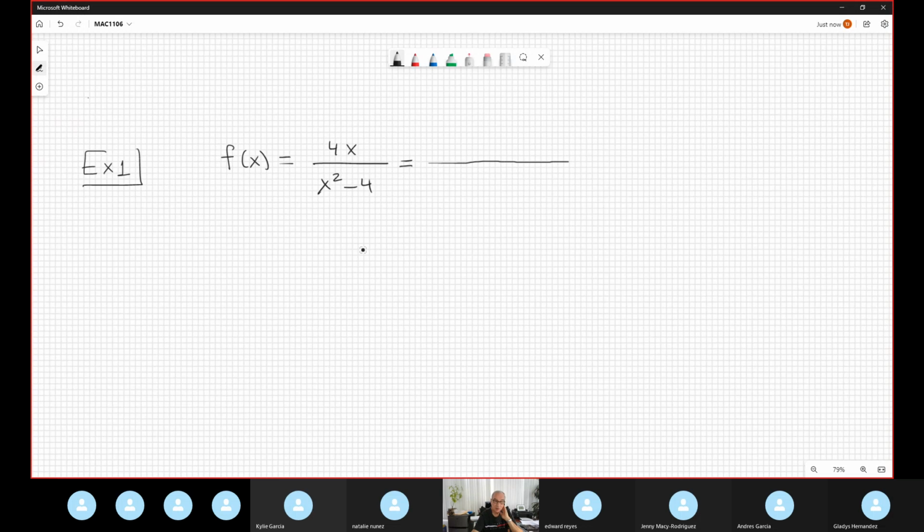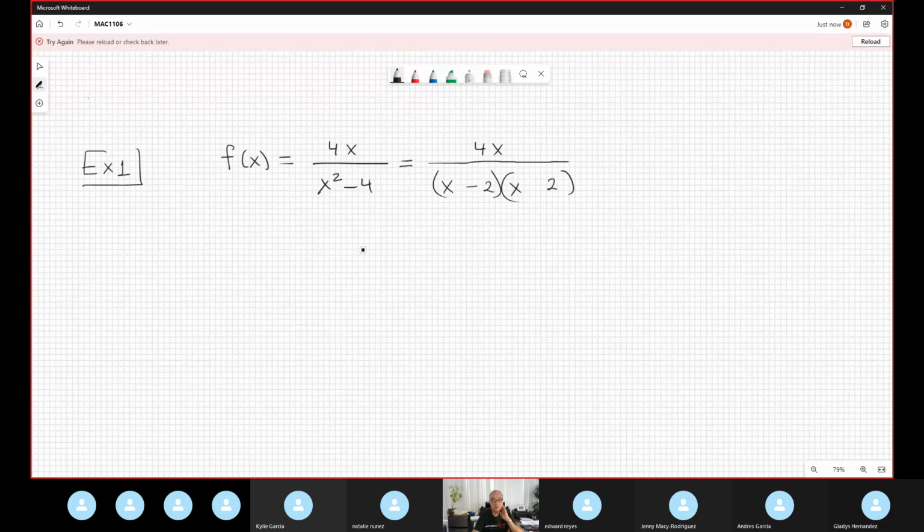By the way, it's degree 1. And here is the difference of squares, degree 2: x squared minus 2 squared, which factors as x plus or minus 2. This is the factored form. At this moment, I don't see any factor that cancels out.